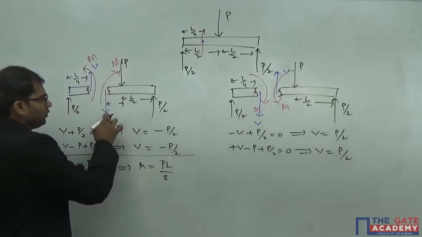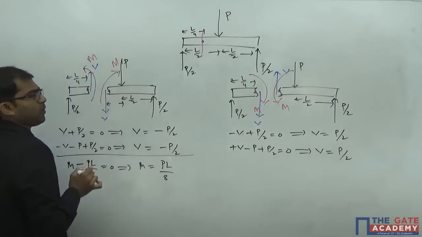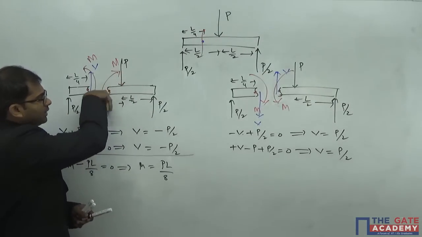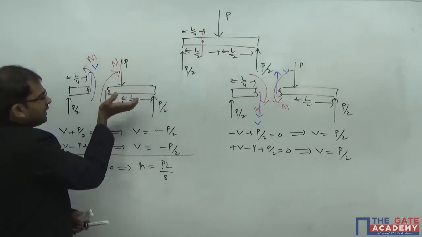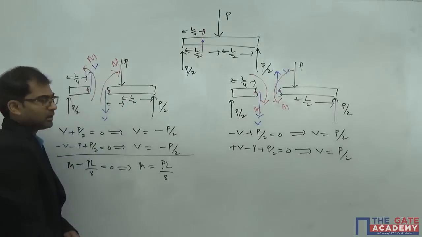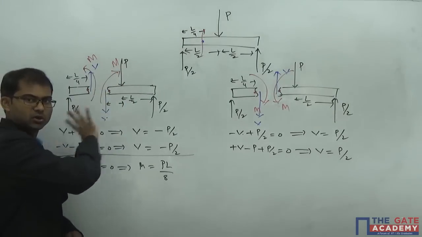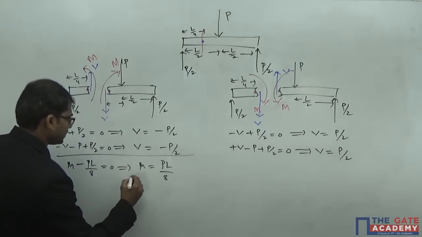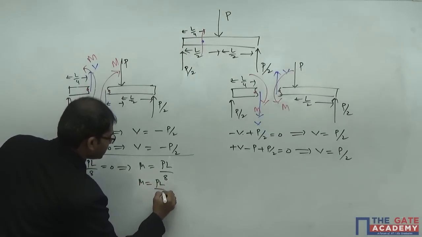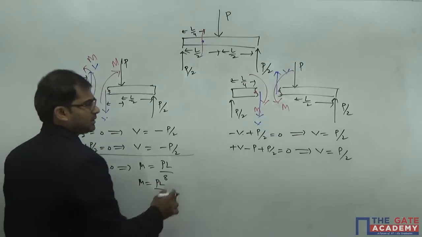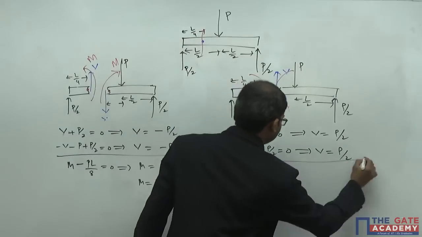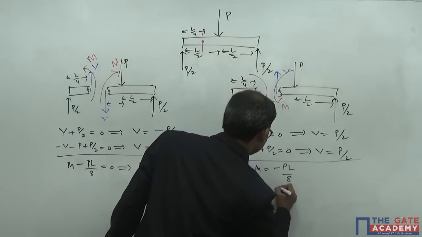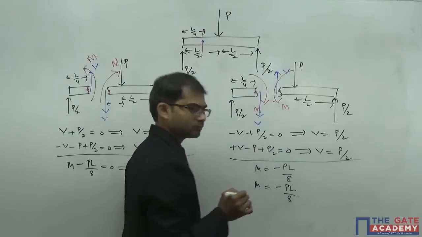In the same way, if you do for this one also, taking moment about this point, this P will be creating moment in clockwise direction, this P by 2 will be creating moment in anti-clockwise direction. But this V is passing through this center, so no moment because of shear force V. So here also you will get M is equal to PL by 8. You can check it. In the same way, if you do for these two cases, you will get M is equal to minus PL by 8, and again M is equal to minus PL by 8.